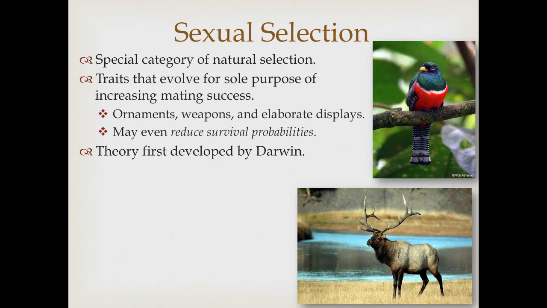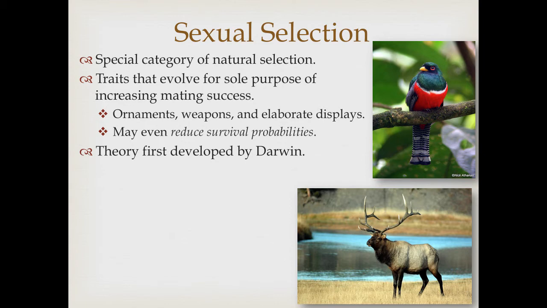So males oftentimes have elaborate ornaments, weapons, elaborate displays to either help them in competitions with other males directly in fights, or bright colorations or fancy dances to convince a female, look how healthy I am, you should mate with me. And sometimes these traits actually lead to reduced survival probabilities.